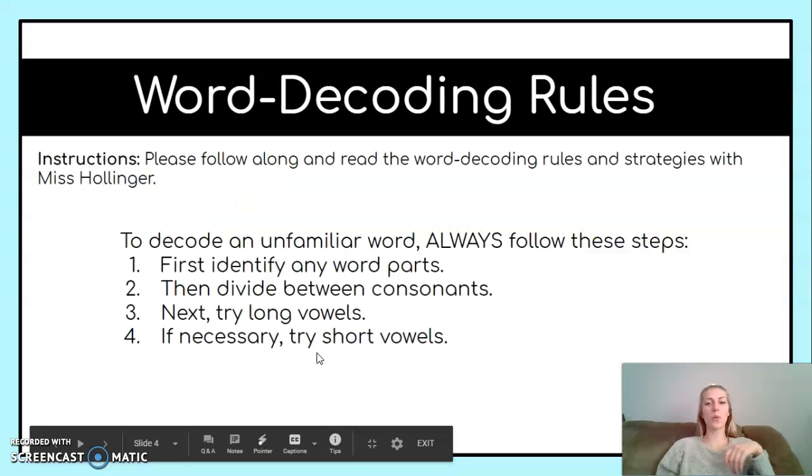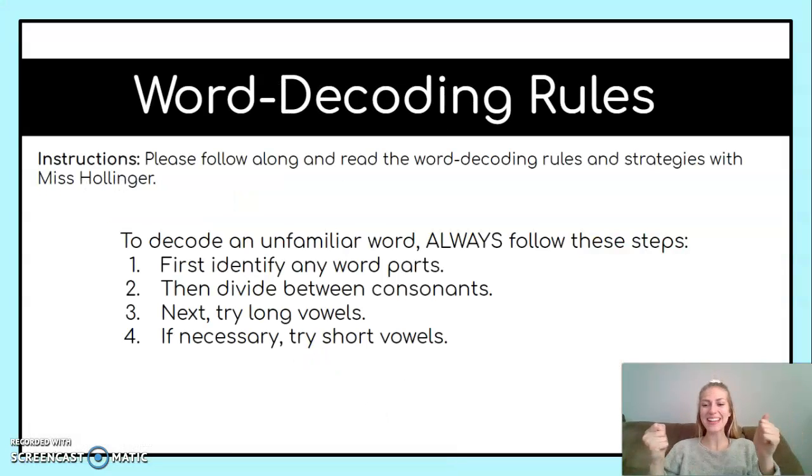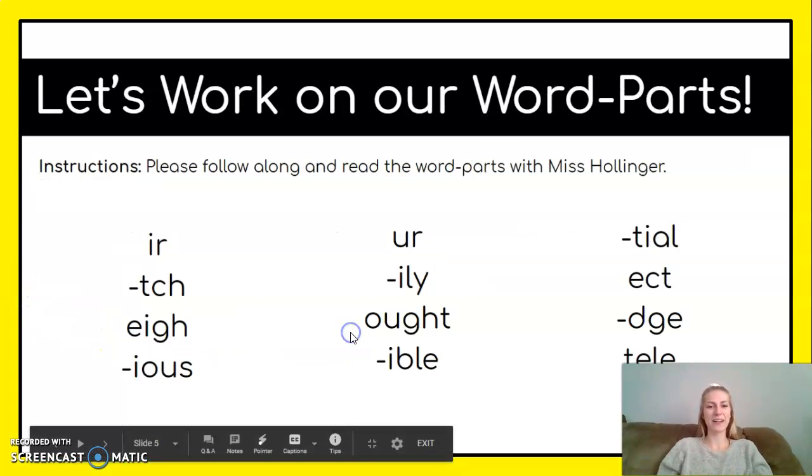All right, let's say our word decoding rules all together, please. To decode an unfamiliar word, always follow these steps. Number 1, first identify any word parts. Number 2, then divide between consonants. Number 3, next try long vowel sounds. And number 4, if necessary, try short vowels. Good work, grade 4. All right, let's work on our word parts.